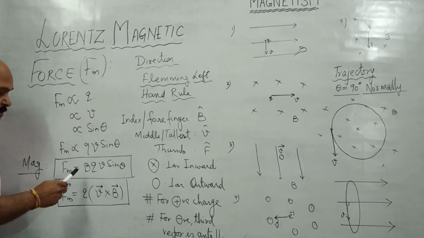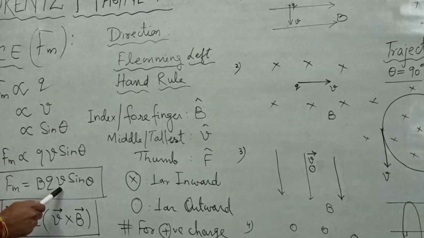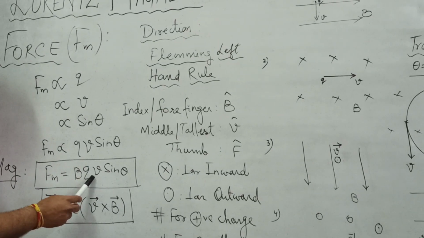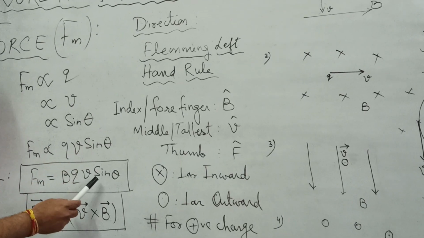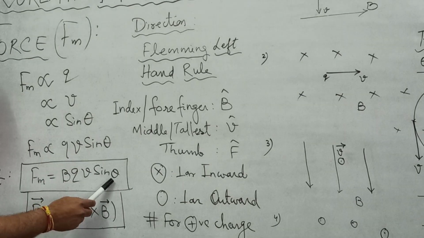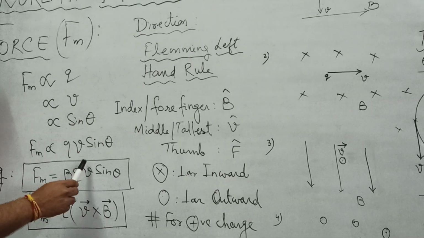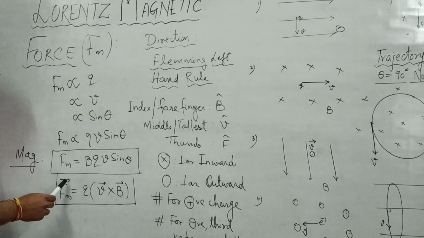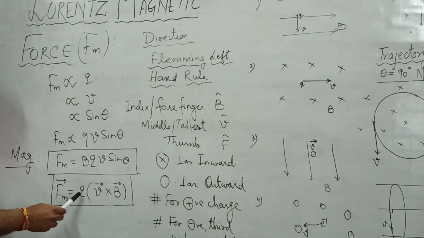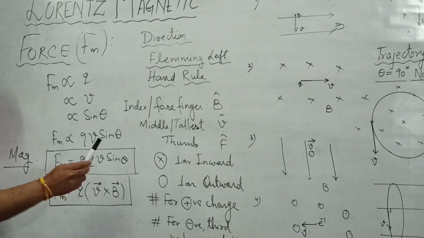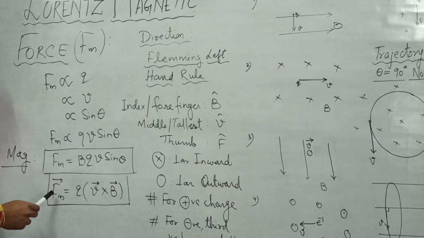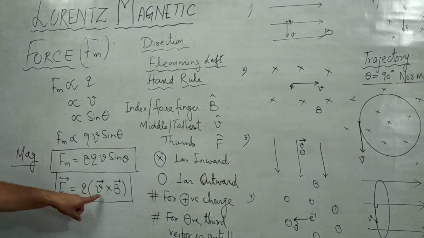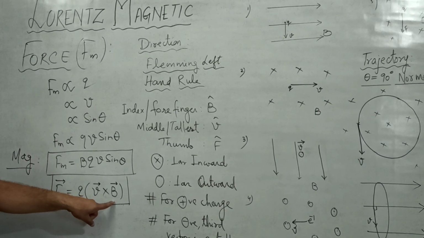The value of the force is B, Q, V, sine theta. B is magnetic field, Q is charge, V is velocity, and sine theta. Here theta is angle between magnetic field vector and velocity vector. In vector form, it can be written as force vector is equal to Q times V cross B. So the direction of force is the direction of cross product of V vector and B vector.